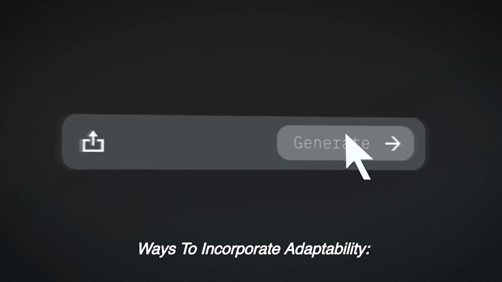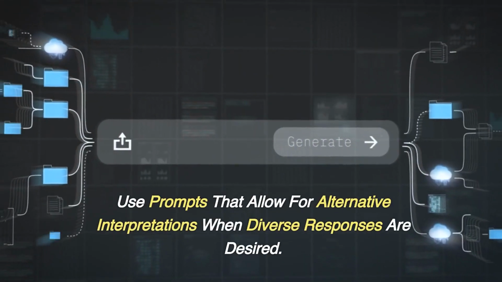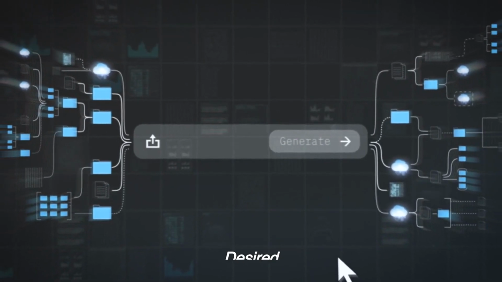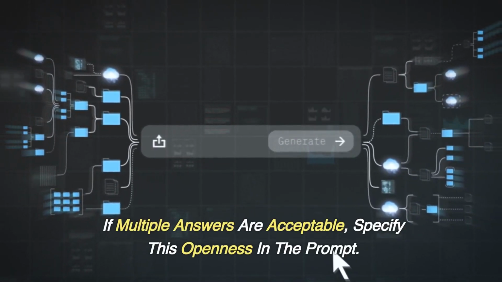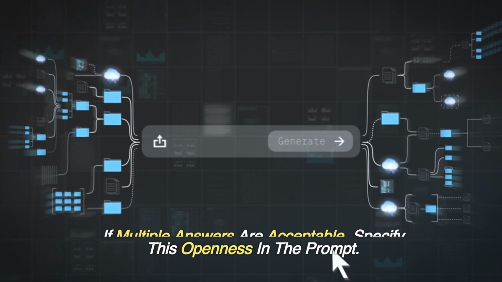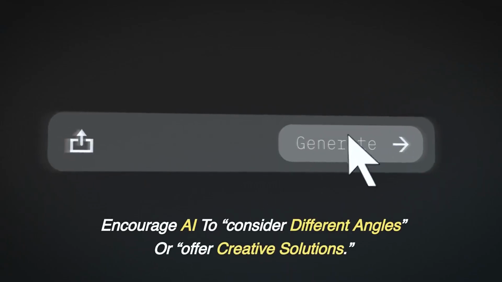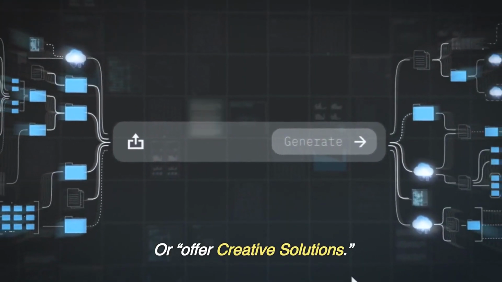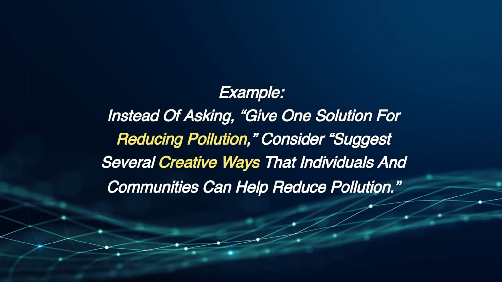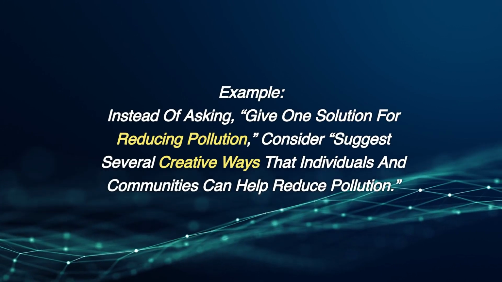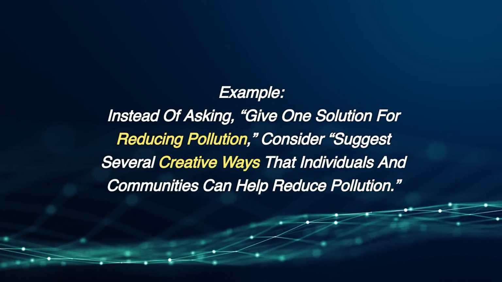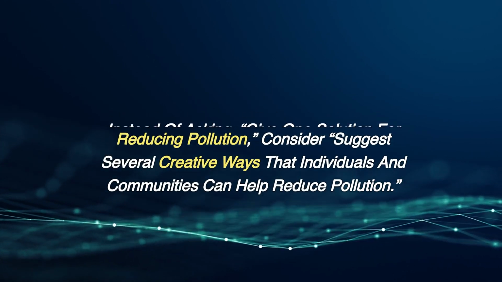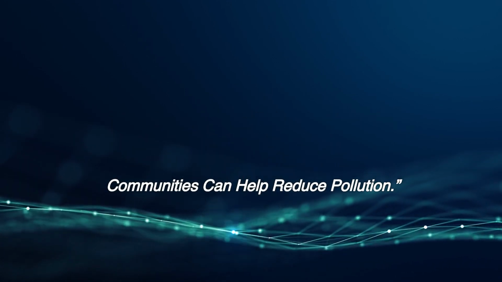Ways to incorporate adaptability. Use prompts that allow for alternative interpretations when diverse responses are desired. If multiple answers are acceptable, specify this openness in the prompt. Encourage AI to consider different angles or offer creative solutions. Example: instead of asking, "Give one solution for reducing pollution," consider, "Suggest several creative ways that individuals and communities can help reduce pollution."